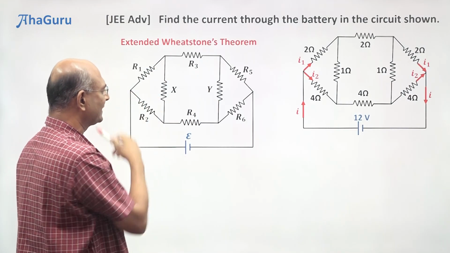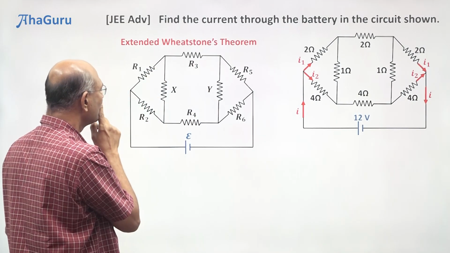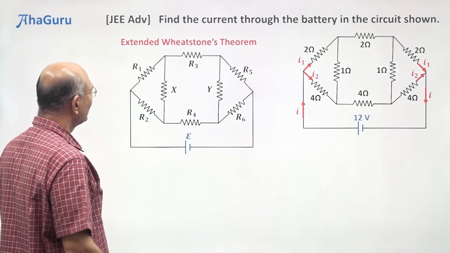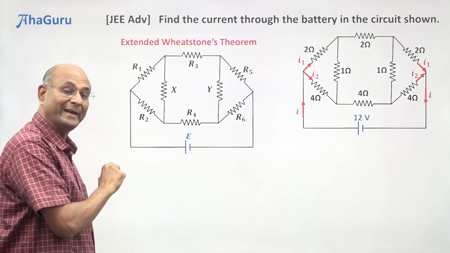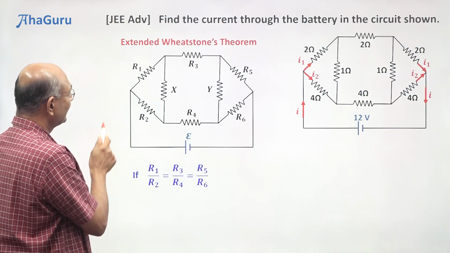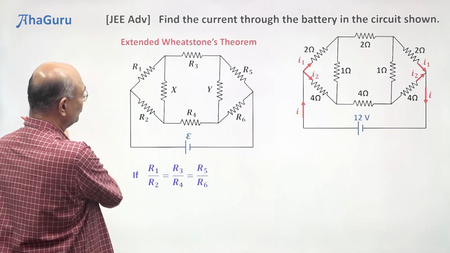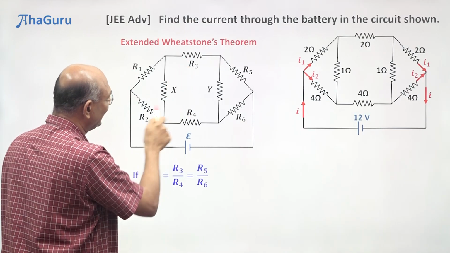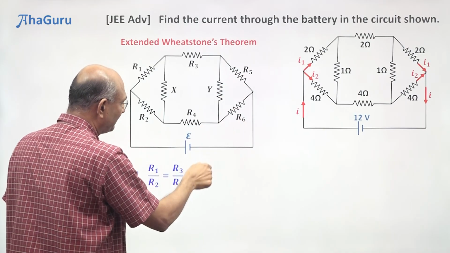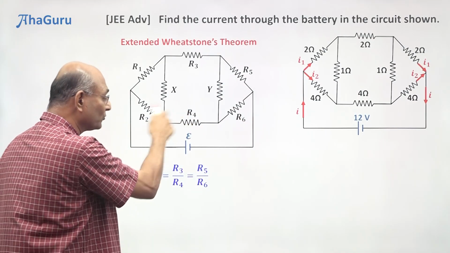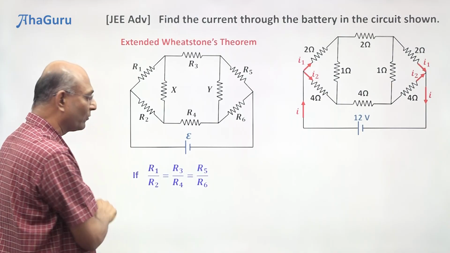X and Y can be different. It's not even symmetric. It's connected, let's say, to a battery. Now, what is very interesting, here is a condition. If R1 by R2 is equal to R3 by R4 is equal to R5 by R6, and I prove this by using uniqueness theorem, but right now I won't do that.